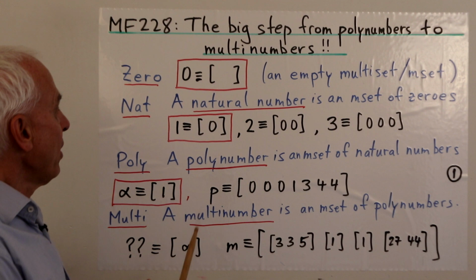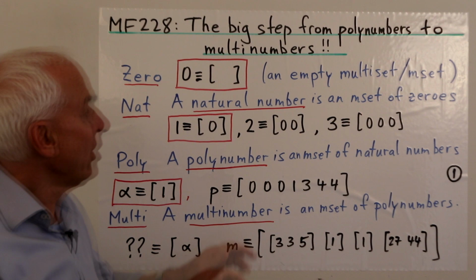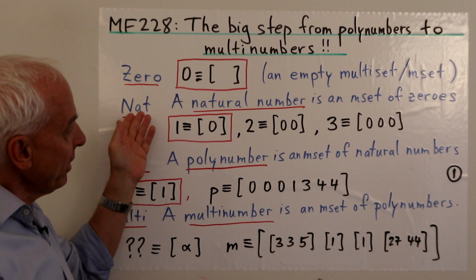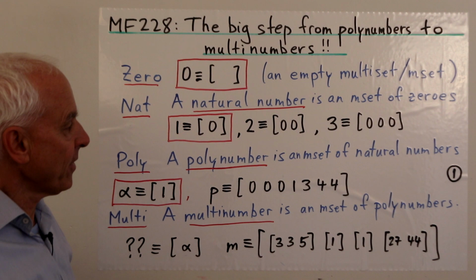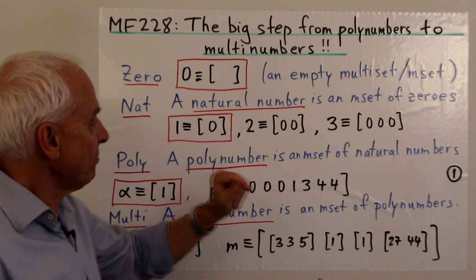We introduced 0 as the multiset, or more shortly, mset, which is empty, which has nothing in it. We introduced the type of natural number. A natural number is an mset of zeros. So there's a natural number. That's actually probably the simplest natural number, which is not zero itself, and it's called 1. This natural number has 2 zeros in it. It's got the usual name of 2. This is 3, etc. So this is the usual natural number story.